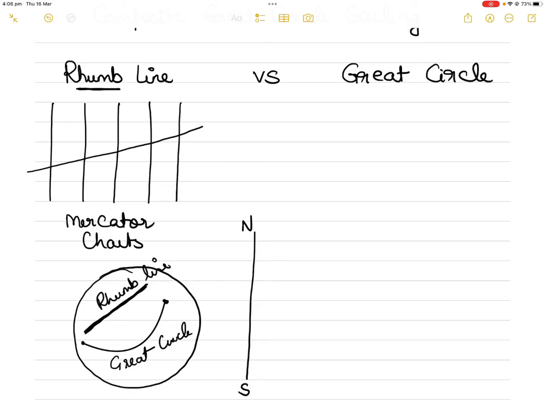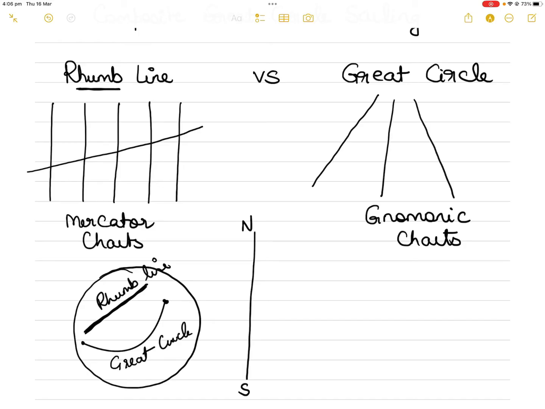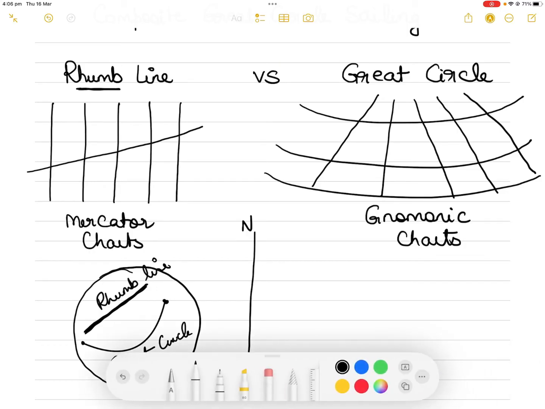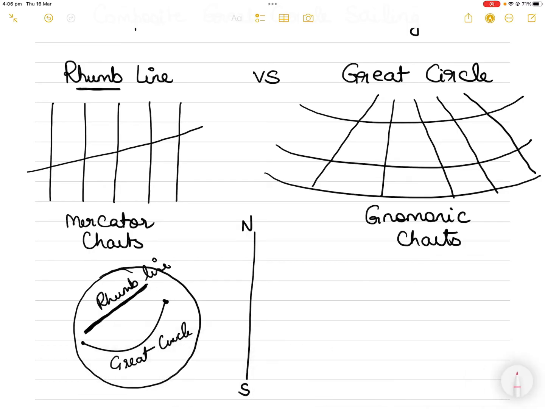Therefore, great circle sailing is based on sailing on gnomonic charts. Now, what are gnomonic charts? Gnomonic charts accurately describe how the globe looks like. So this is how the meridians are drawn on a gnomonic chart, and the latitudes also come across as curved lines. But I cannot use gnomonic charts for sailing because I cannot measure my latitudes. My longitudes are not equidistant placed. The latitudes are not like that.